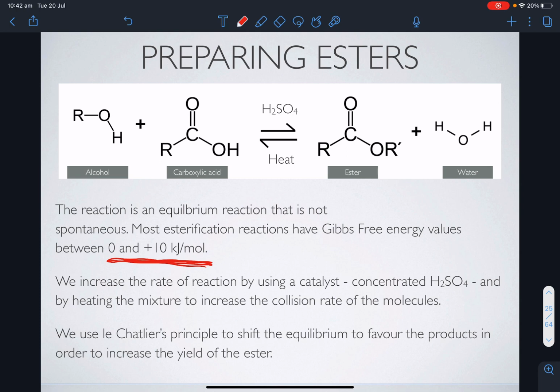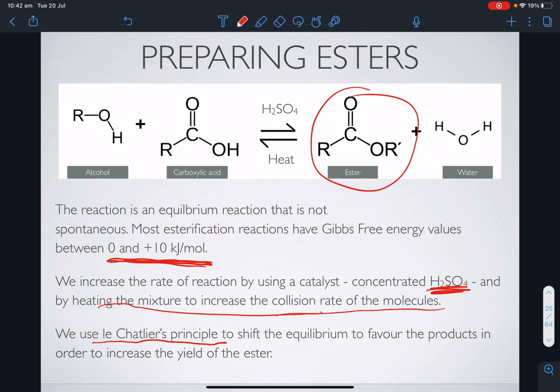So this reaction still happens slightly, but if we want it to happen quicker, like if we're making it, we use a catalyst, and that catalyst is a good one that we're using all the time in organic chemistry: concentrated sulfuric acid and heat to increase the collision rate of those reactant molecules. So as I just said, we use Le Chatelier's principle to shift the equilibrium to favor the product side and increase our yield, so increase the amount of ester that's being produced.